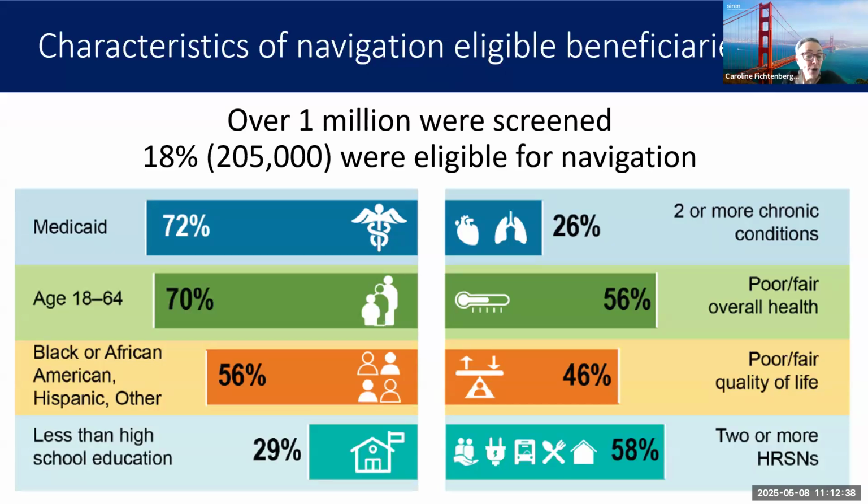56% of them were non-white, so Black or African American, Hispanic, or other races than white. 29% had less than high school education. 26% had 2 or more chronic health conditions. A little over half said that they were in poor or fair overall health. 46% said they had poor or fair quality of life. And over half had 2 or more health-related social needs. That's what HRSN stands for. So one of those 5 needs that were screened for.